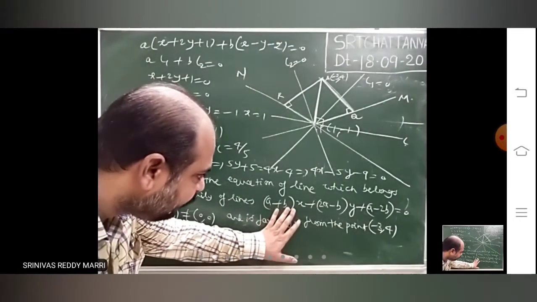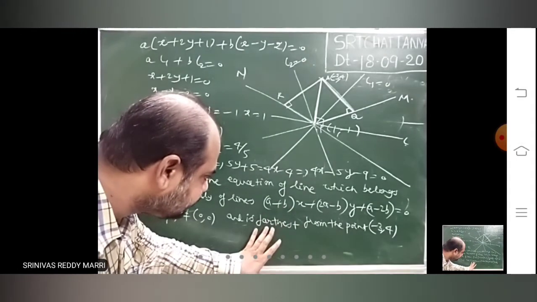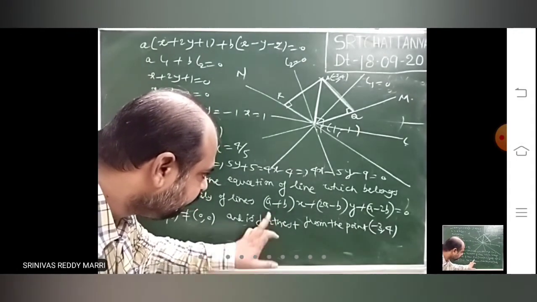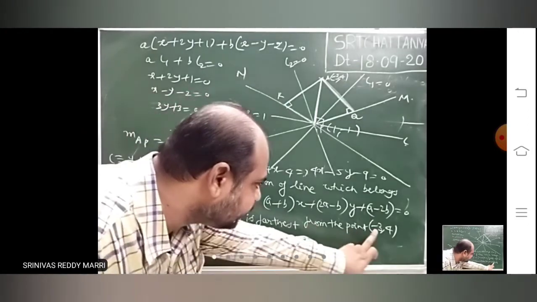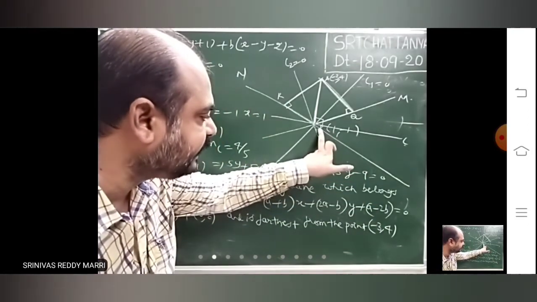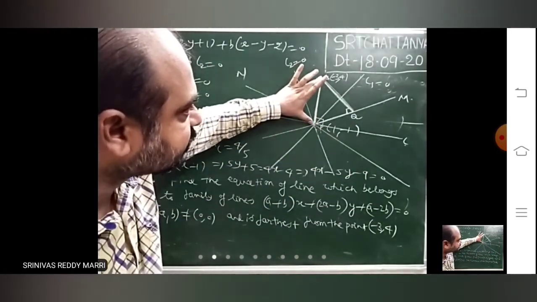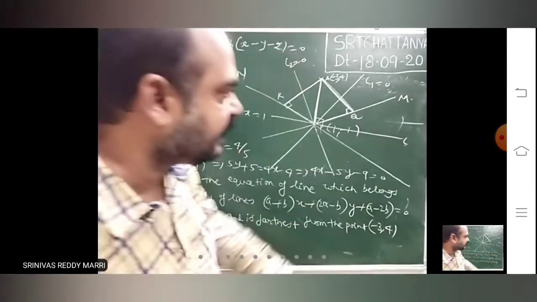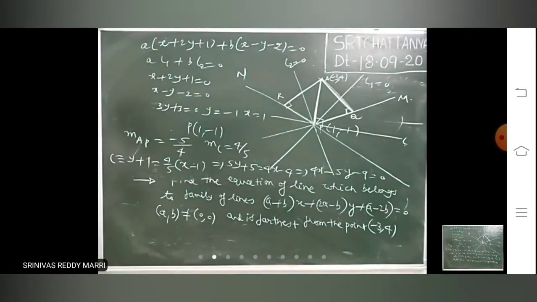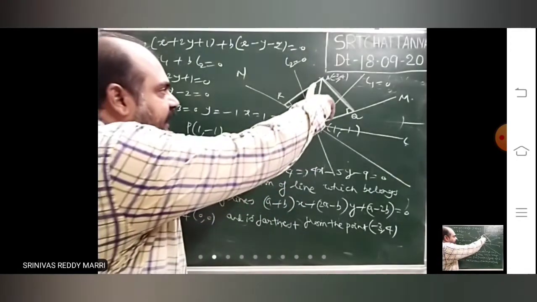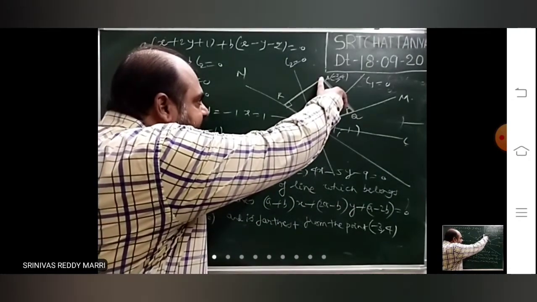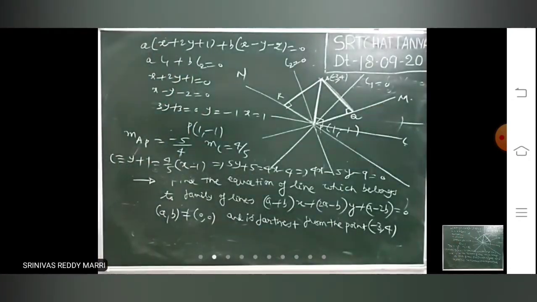Like that, if he gives a family of lines and he wants a line belonging to this family and farthest from a point, immediately you calculate the point of intersection. Join this and this, and draw a perpendicular line. That is the required line. There won't be any line at a distance more than this in the family.